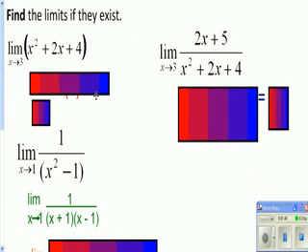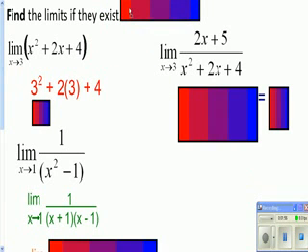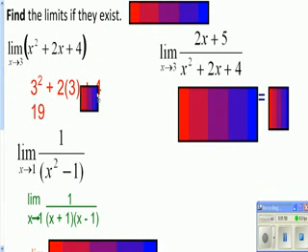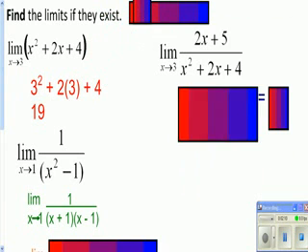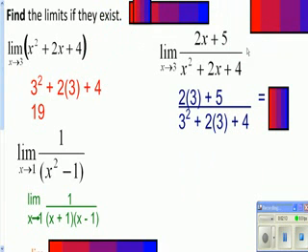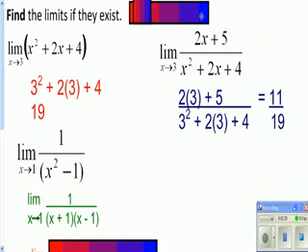So, whenever possible, just try plugging in the number. So here's 3. Plug it in, 3 squared plus 2 times 3 plus 4, and we get our answer. Same idea on the one on the right. Just try plugging it in. 2 times 3 plus 5, 3 squared plus 2 plus 4. Plug it in, you get your answers. You want to do that for all of them as your first step.